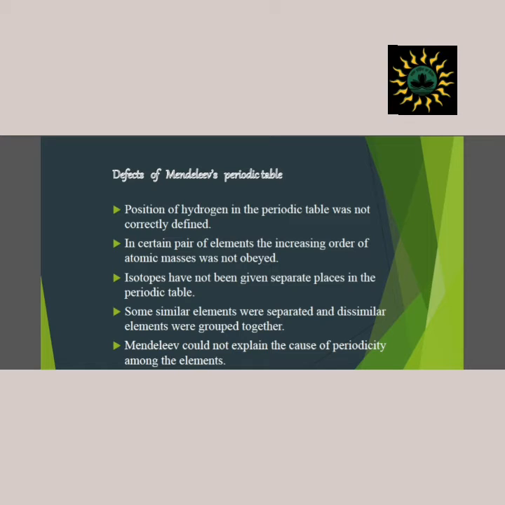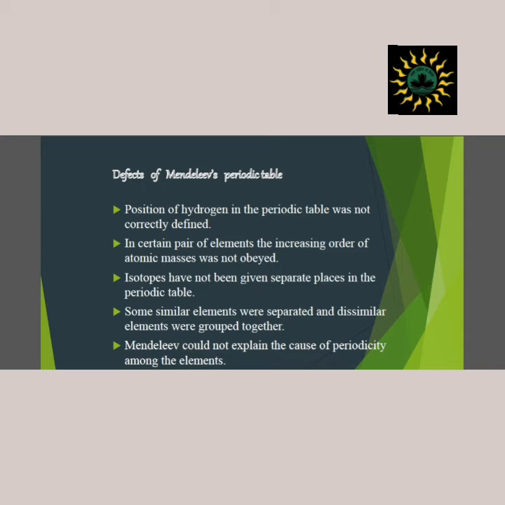Now you know that isotopes have different atomic masses. In the case of hydrogen, protium, deuterium and tritium are the isotopes. So isotopes are not given separate places in the periodic table, but if placed according to increasing atomic mass, isotopes should be placed in a different way. But this is not done in Mendeleev's periodic table. So that was a defect in this table.